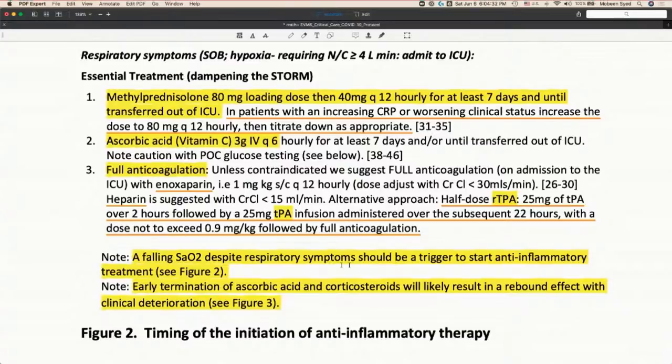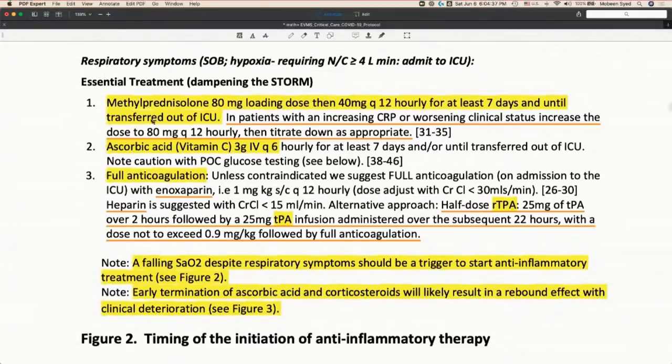So look at this. Essential treatment, dampening the storm. They're starting with methylprednisolone, 80 milligram loading dose. So the first dose, or the first day, is 80 milligram. Then the maintenance dose is 40 milligram every 12 hours for at least 7 days. I have seen some therapies that have used a higher dose for 7 days and then 40 milligram for 7 days and then stop. So here the loading dose is higher, and I would mention this once again.